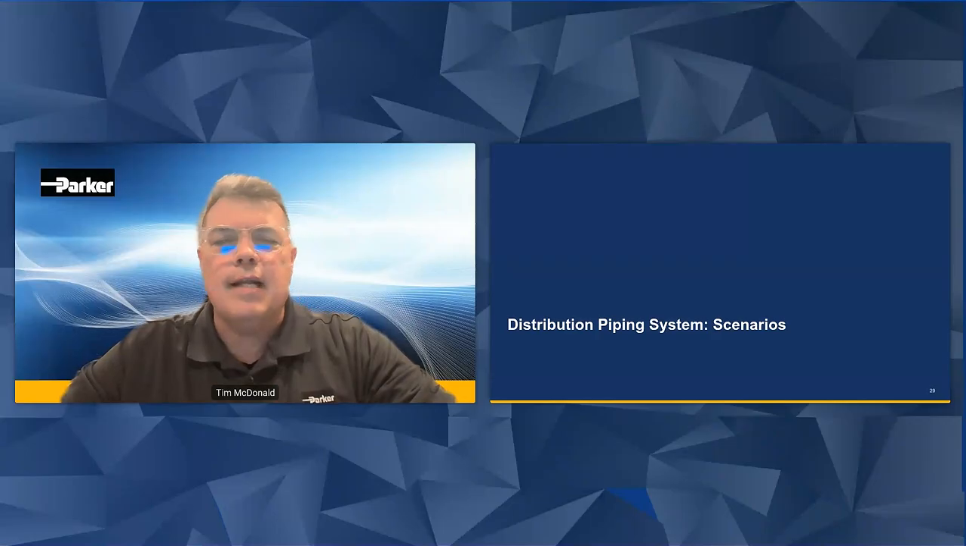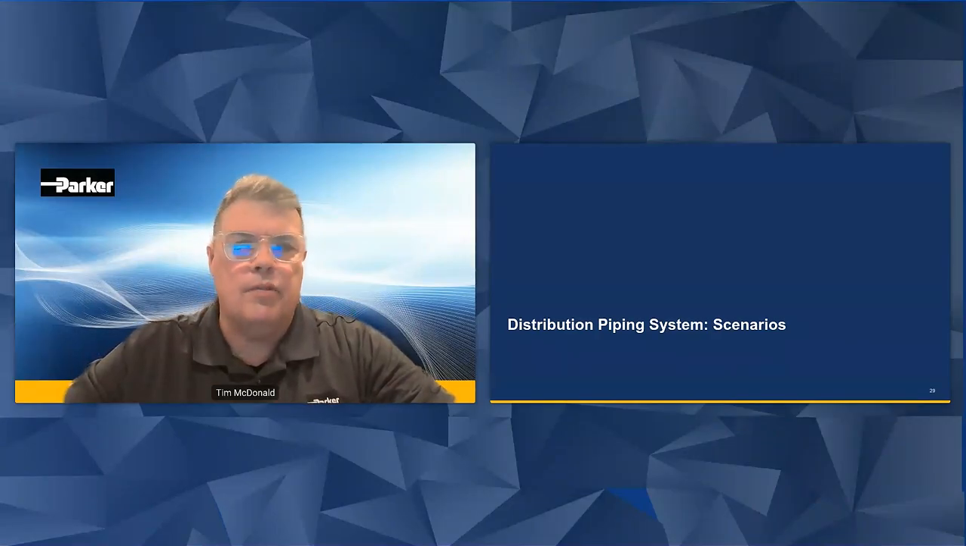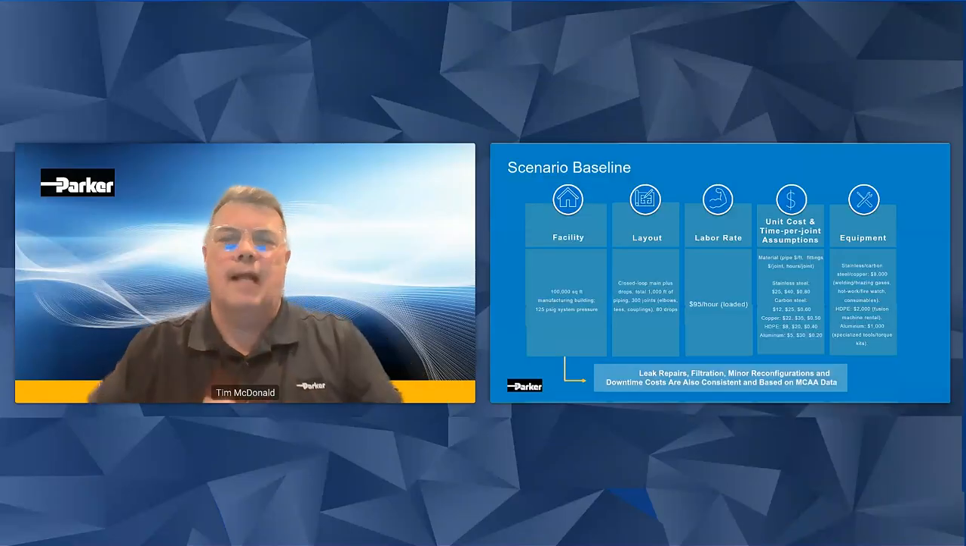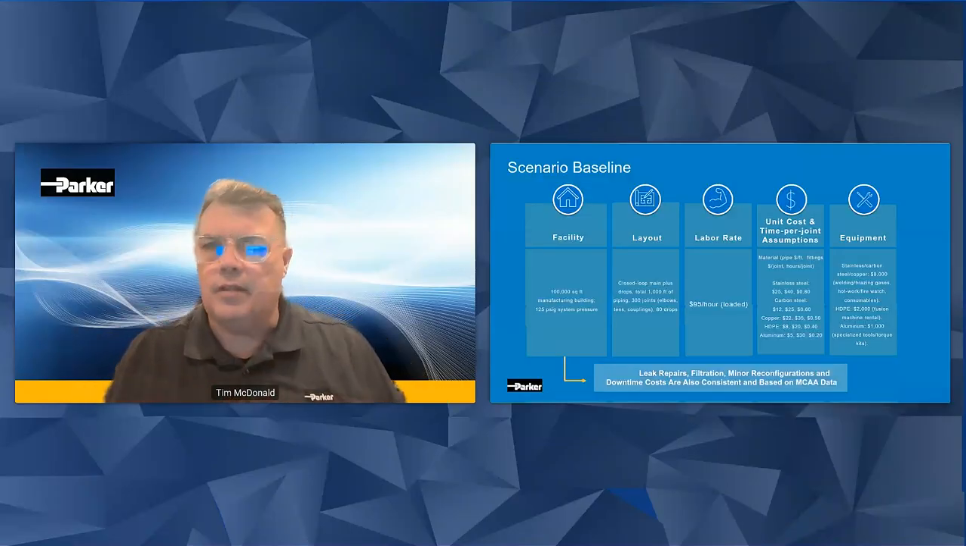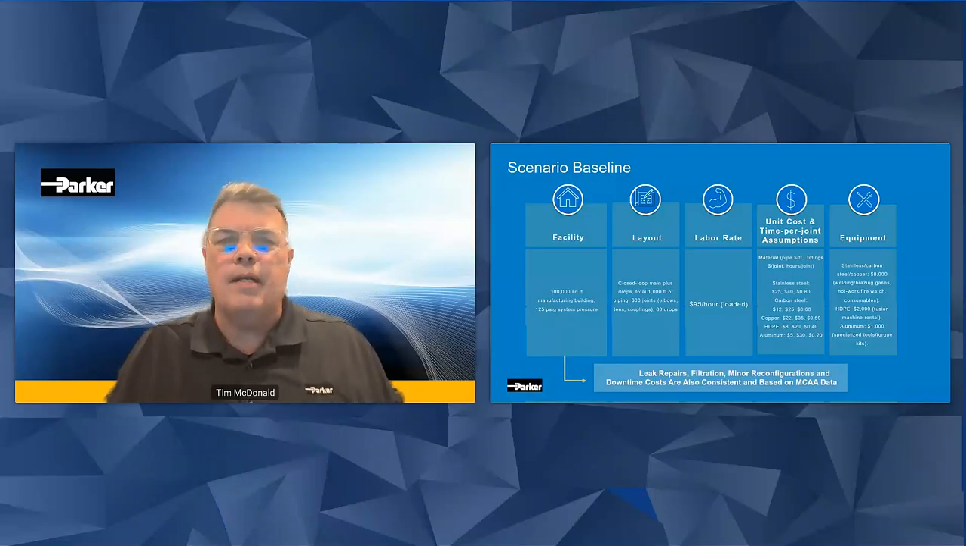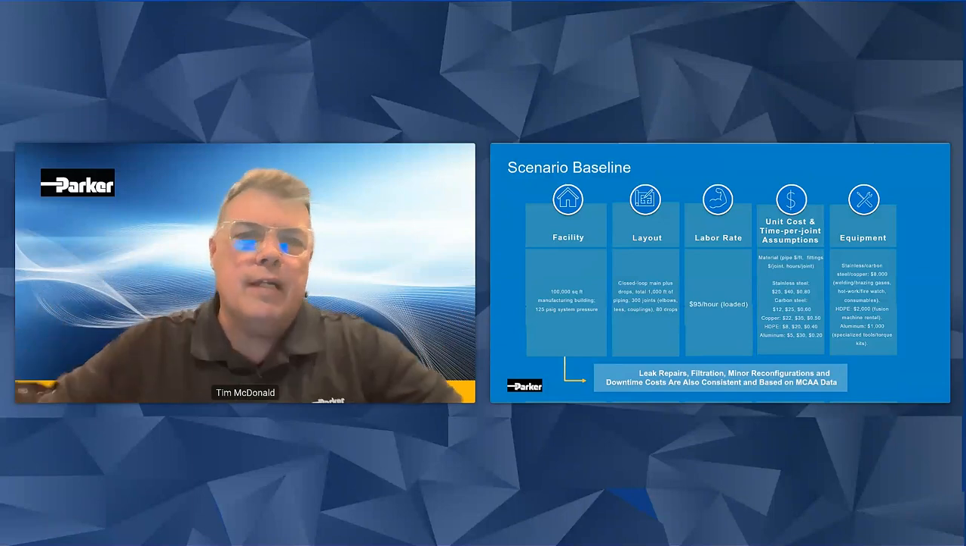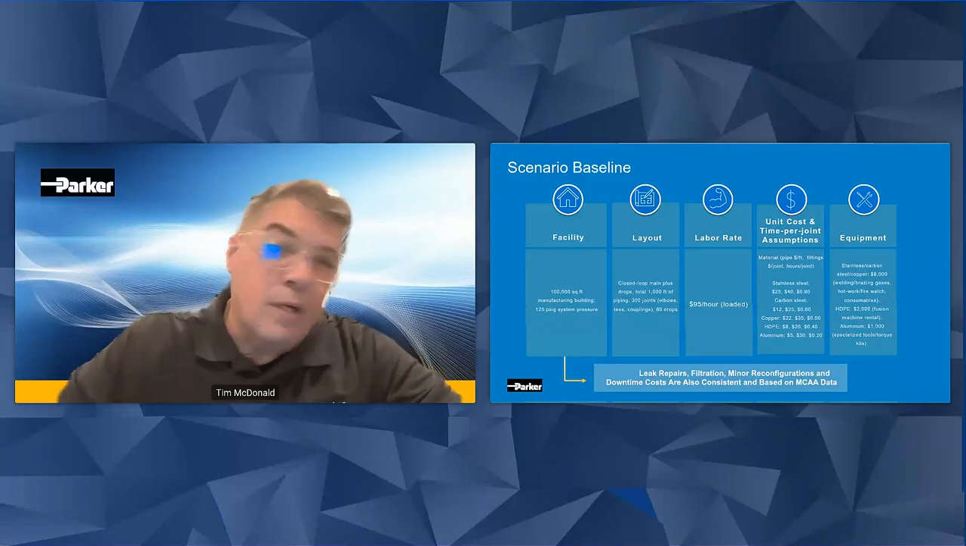Okay, let's take a moment and just talk quickly about a couple scenarios. So here's our baseline. We have a facility, it's 100,000 square feet, manufacturing. We got 125 PSI system pressure. We know that's what we need. We're going to do a closed loop main. We're going to have drops going down to our workstations or our pieces of equipment. We've got 1,000 feet of piping. We're going to have 300 joints.